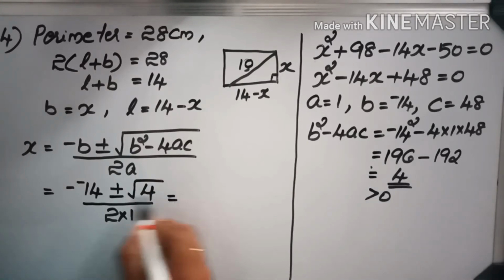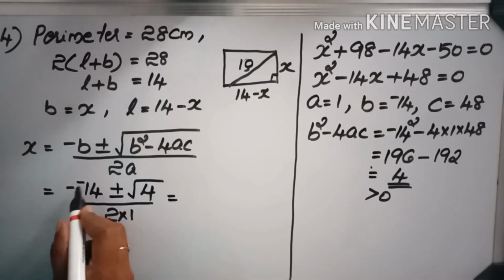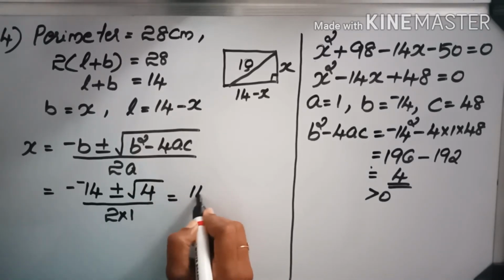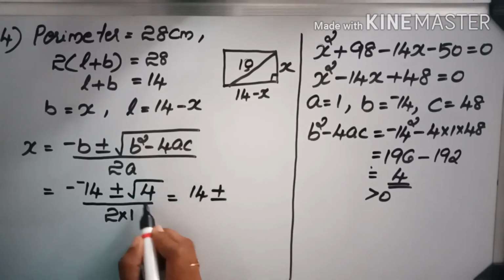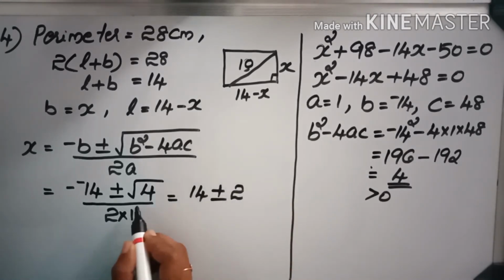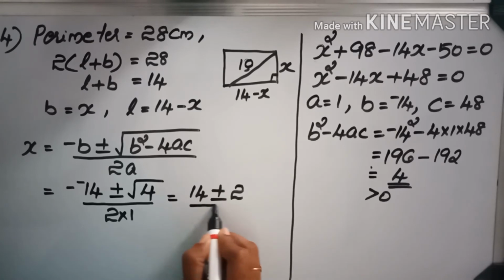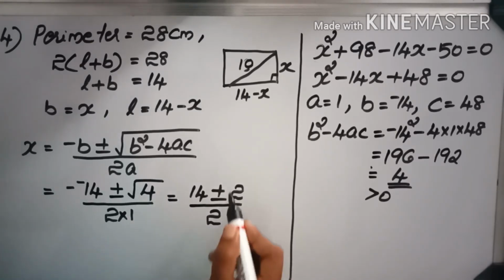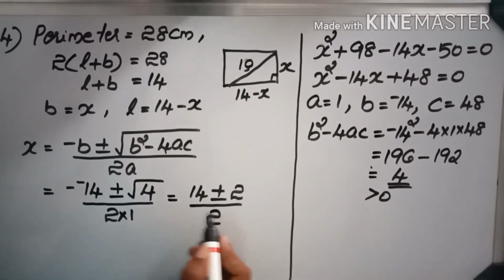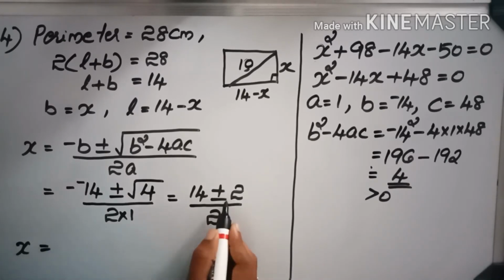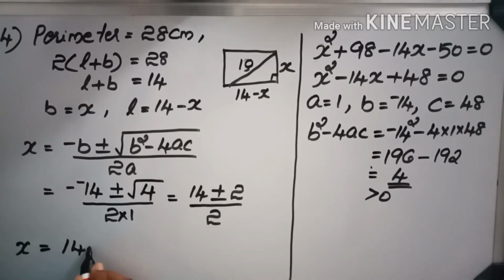Now in the next step, negative and negative 14. Negative into negative will be plus 14. So 14 plus or minus root 4, which is 2, divided by 2. After this step we are going to split this, because plus is there and minus is there. So first, let's consider positive: x is equal to 14 plus 2 by 2, or next, 14 minus 2 by 2.